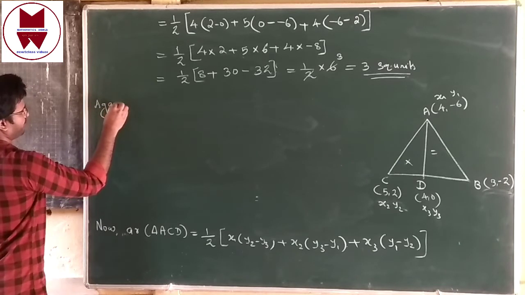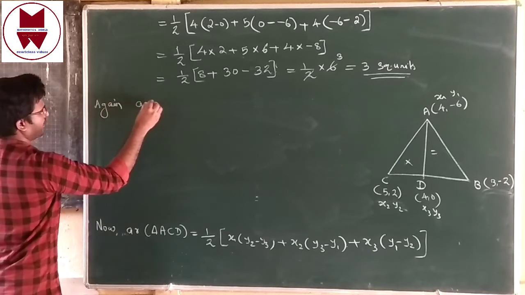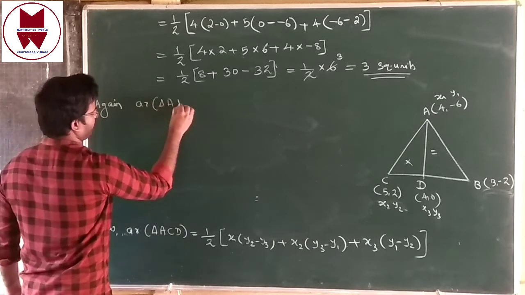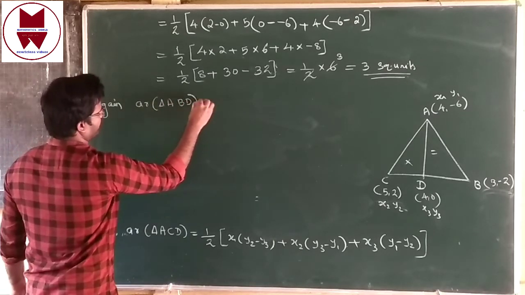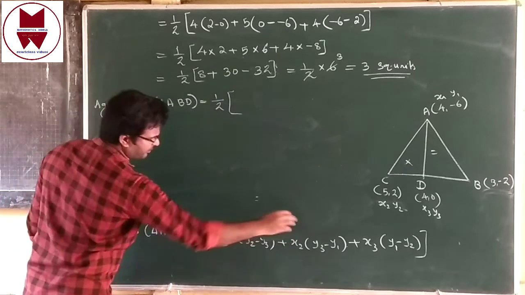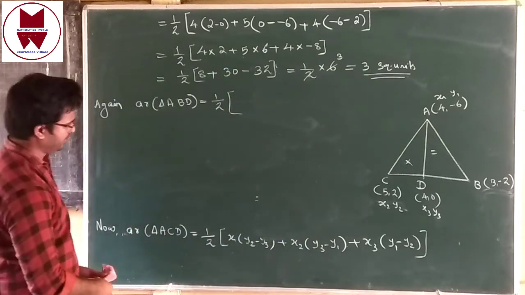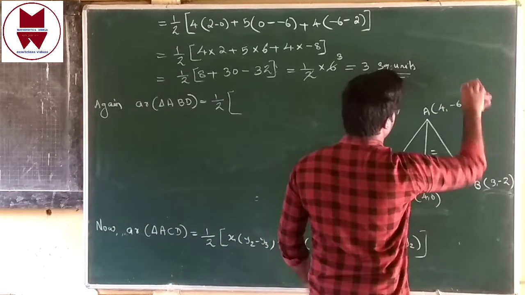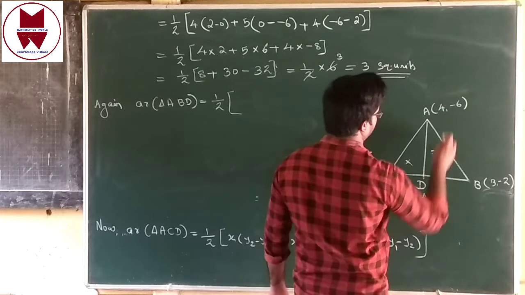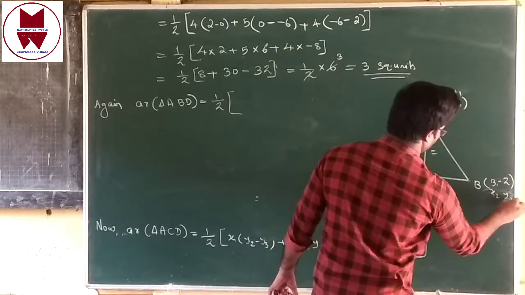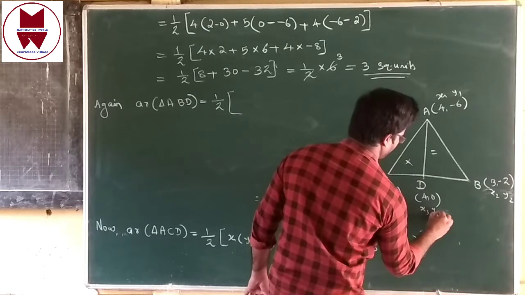Again, area of triangle ABD equal to 1 by 2. We can use same formula, no need to write again. x1, y1, everything will change. Change it. ABD, that is x1, y1, this is x2, y2, then next x3, y3.